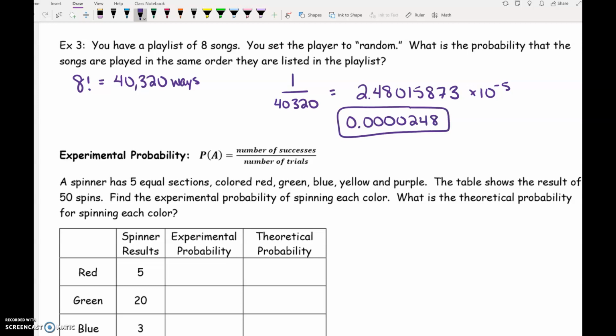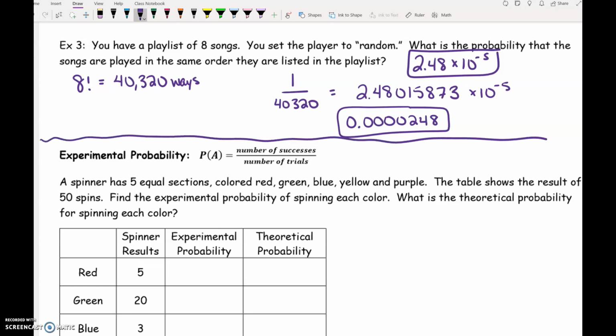If you want to, on your notes or on your assignments for this type of a problem, if you wanted to write 2.48 times 10 to the negative fifth, that would be okay. Just realize that this is a very, very, very tiny number. If we change this to a percent, it would still be 0.00248%. So the chances of your music player actually playing it in the order listed is very, very, very rare.